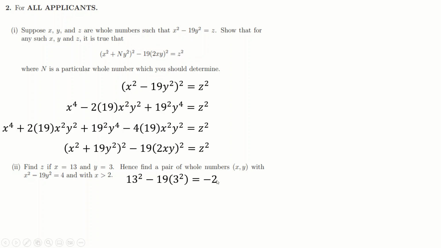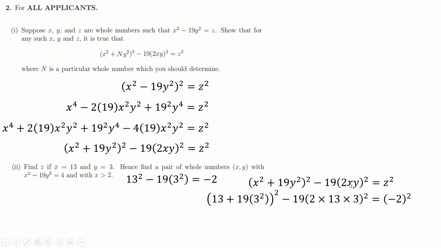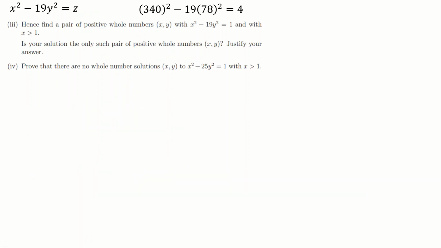But that's really helpful, because that means that if I square this, like it said, if this is true for some x, y, and z, and I know it's true for 13, 3, and -2, then this is true for those same values. So I can just put in 13, 3, and -2, but the -2 becomes a 4, and like I said, this thing is of the form something squared minus 19 times something else squared equals that thing. So I just need to work out what these things are, and I get these numbers here, and so 340 and 78 will do that thing. So kind of an interesting question here that we've got going on.